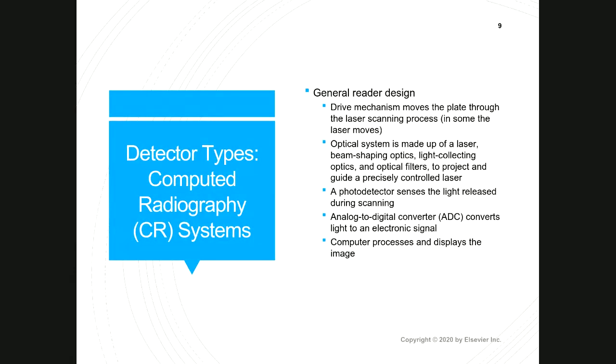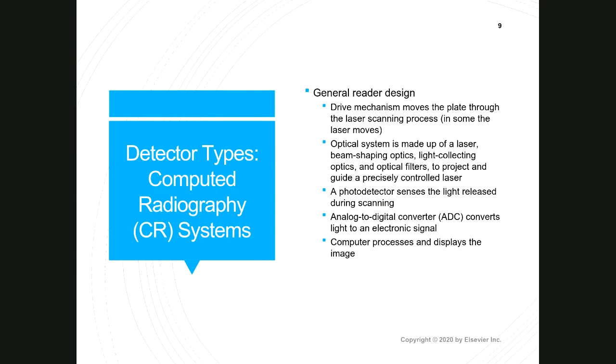From there, you typically have in the reader a drive mechanism that moves the PSP plate through the laser scanning process. The optical system is made up of a laser, some optics, light collecting optics, and optical filters, and basically those project and guide a precisely controlled laser. You have a photodetector that senses the light that gets released, and what's called an analog to digital converter that converts the light to an electron signal, and then the computer processes and displays the image.